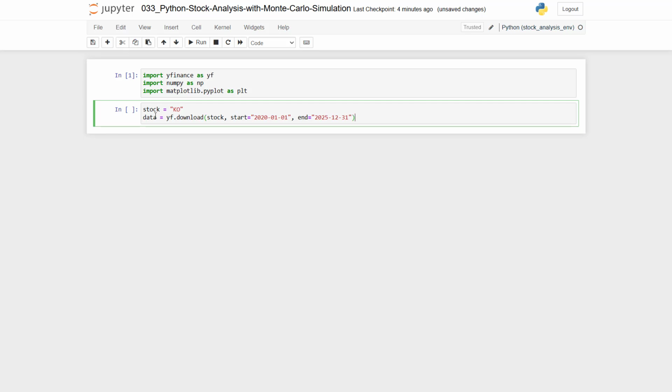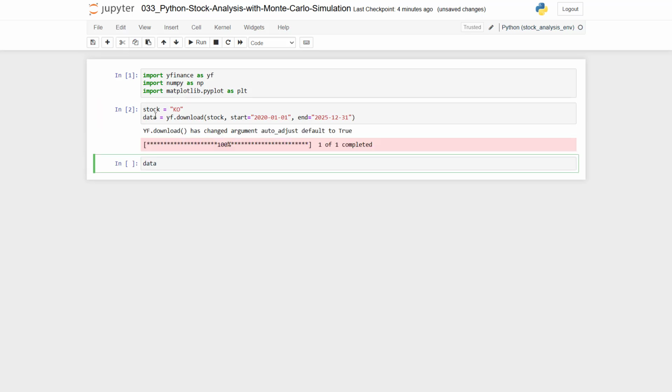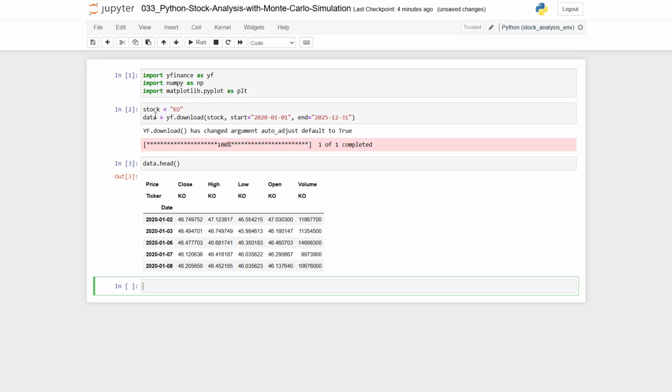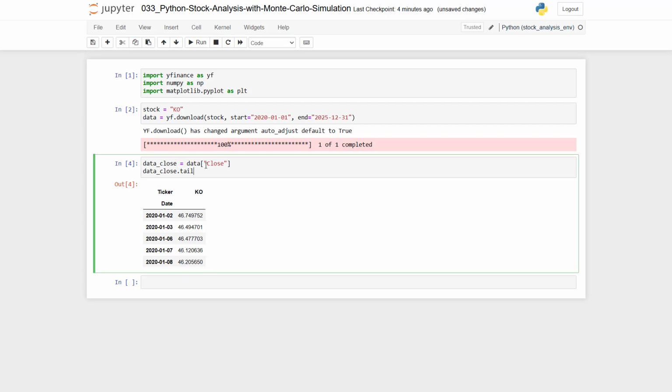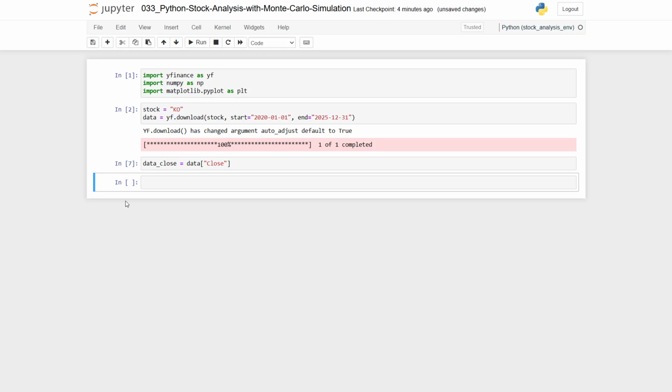And let's try like this. See the data. It is here. We have close, high, low, open and volume. We would be concentrating on the close ticker. So let's say we need the data close, and it would be like this. Let's see the head again, or the tail. So we started with 40 something, we ended with 70 something, and this is not counting dividends.